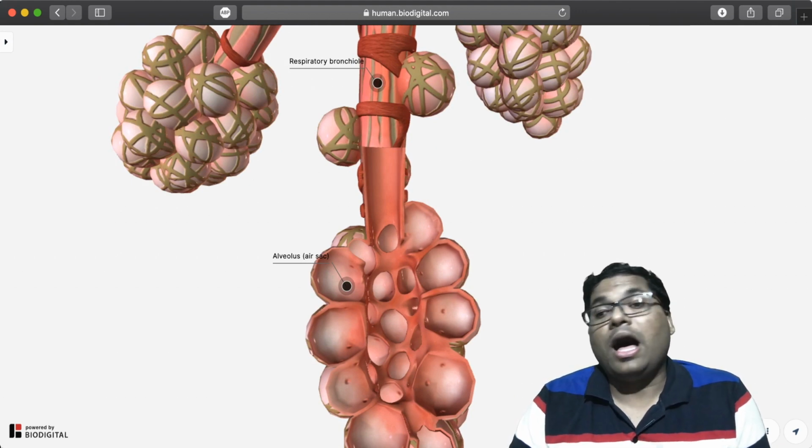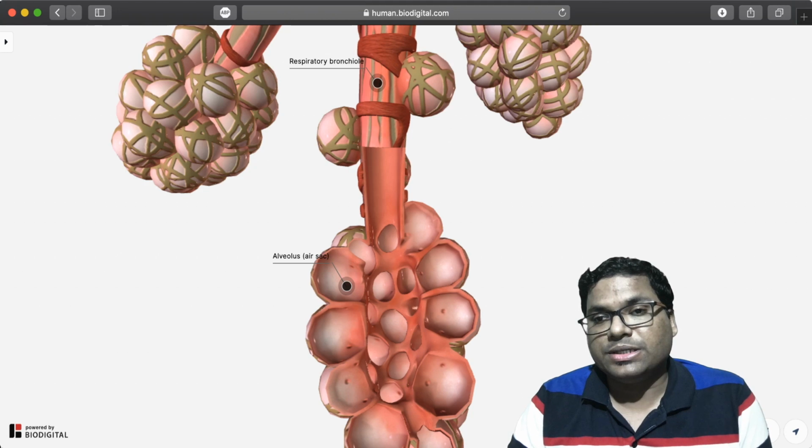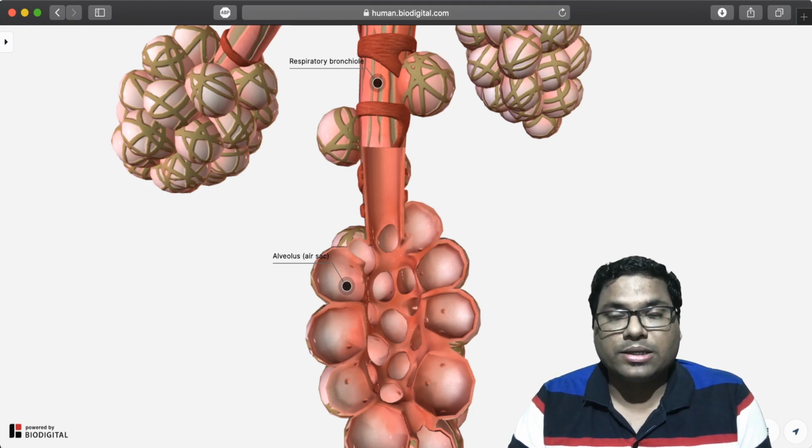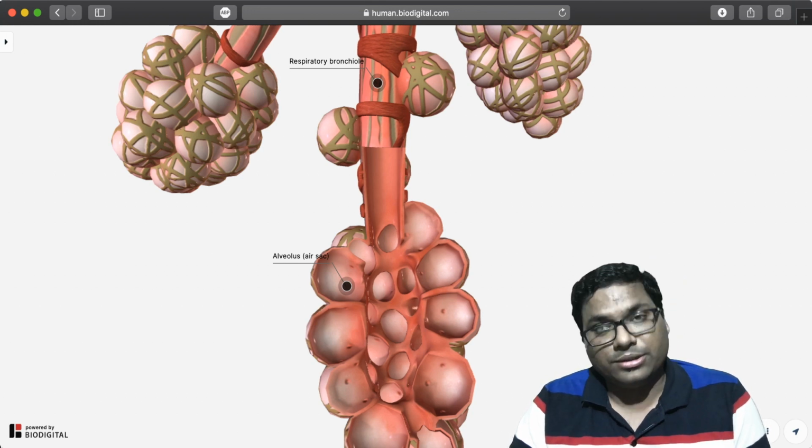Now we will see how in COVID-19 disease, the SARS-CoV-2 virus is actually infecting these alveoli and creating the problem and the disease. So let us see.